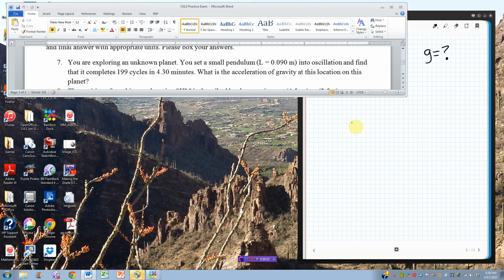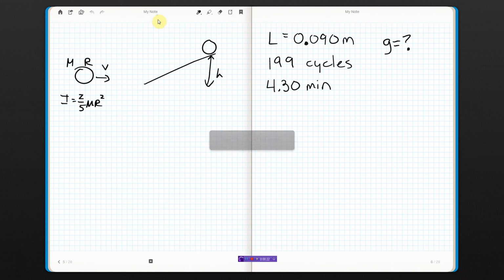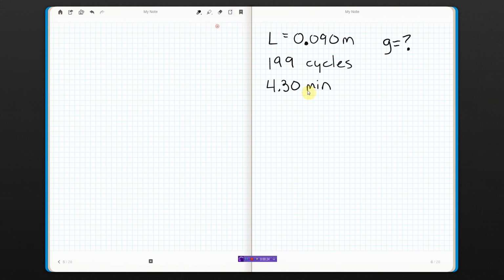Chapter 13, Practice Exam number 7. You are exploring an unknown planet. You set a small pendulum into oscillation and find that it completes this many cycles in this many minutes. What is the acceleration of gravity at this location on this planet? Okay, I already wrote down the pertinent information over here.